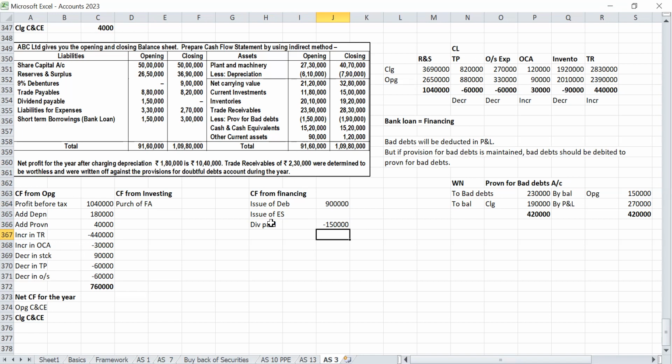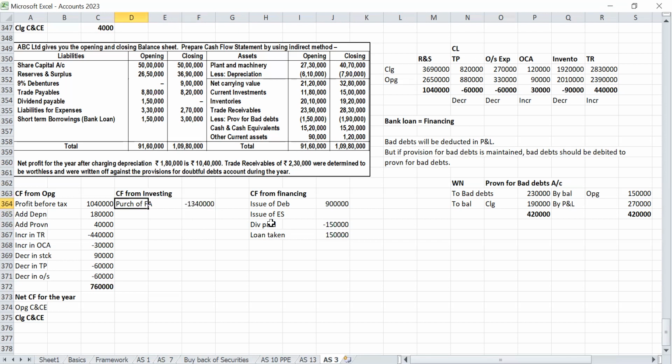Then liabilities, short-term borrowings, bank loan. It is increasing by 1,50,000. So cash inflow is plus 1,50,000 from financing activity. Bank loan taken, 1,50,000. Then plant and machinery increases, sir. So 13,40,000 purchase, minus. Yes, sir. Minus purchase of fixed assets.